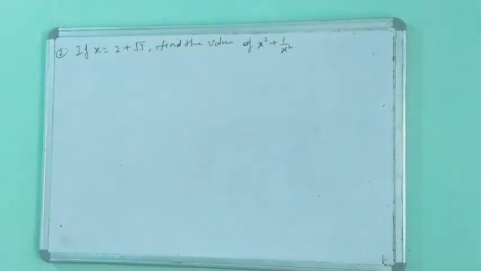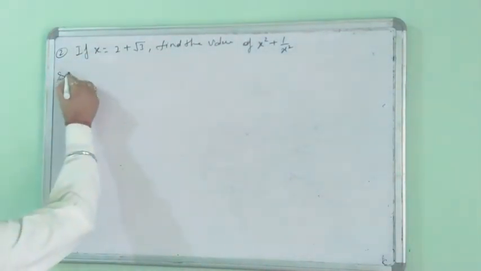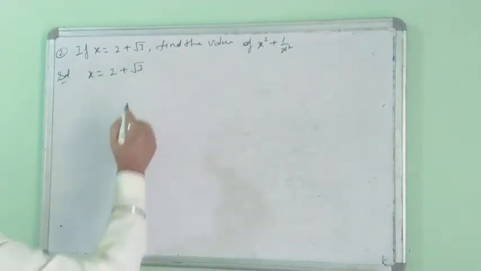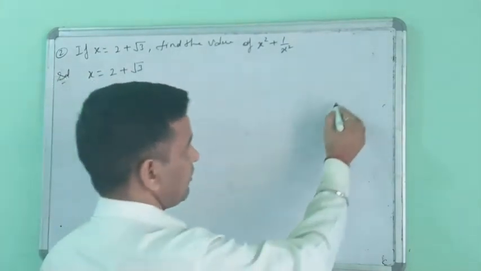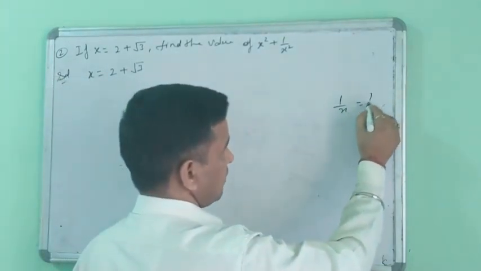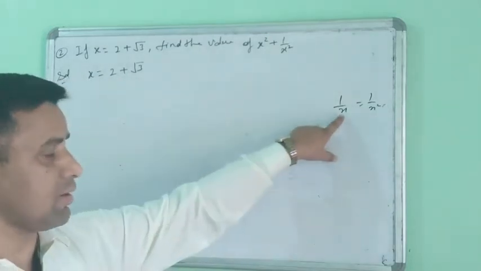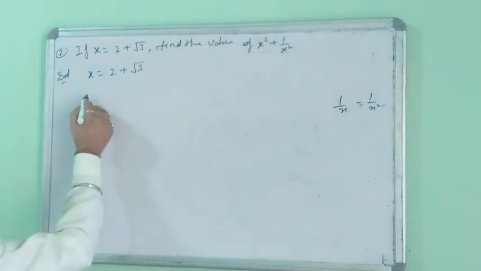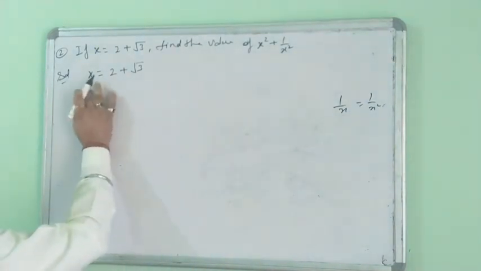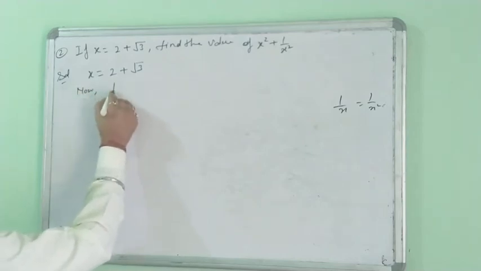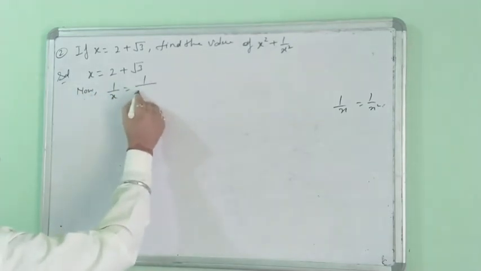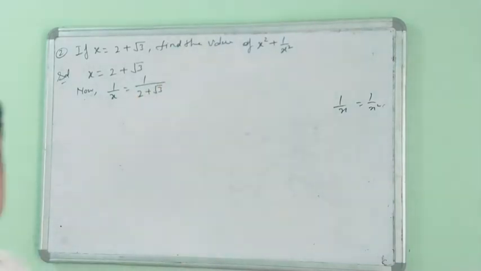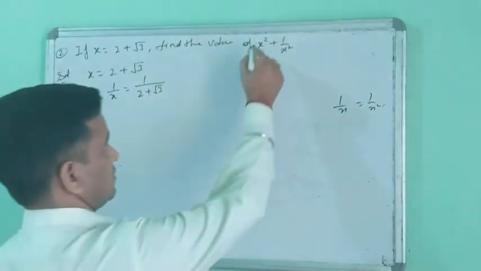How to solve this type of question? Now look here. First of all, you write the value given here: 2 plus root 3. And you know you require 1 upon x, that is, 1 upon x square. First you will find 1 upon x, then you will find the value of 1 upon x square. So what is the value of 1 upon x? 1 upon x means the reciprocal of x. This is a very simple technique to find the value of this portion.